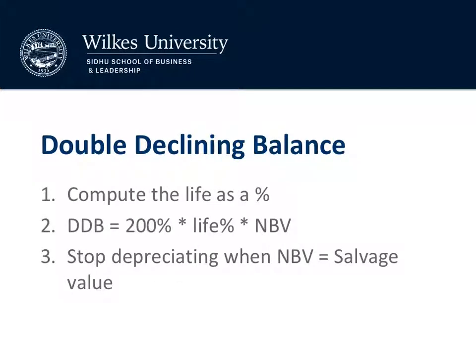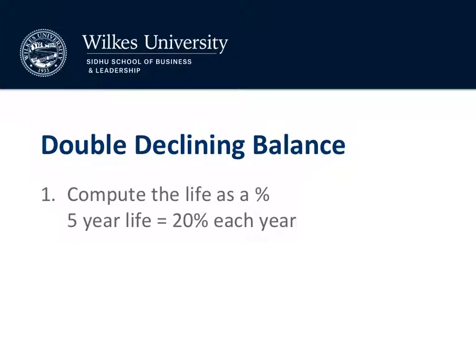The formula takes a couple different steps. You could do it all at once, but it just makes sense to break it down. First, you're going to compute your life as a percentage. Second, if it's double declining balance, it's 200% times that life, and we're going to multiply it by the net book value. And the third is you stop when net book value is equal to salvage value. Let me explain a little more.